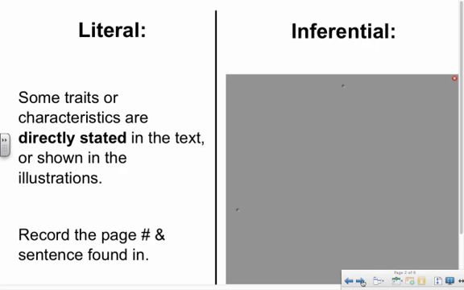Some of those descriptions that we record are those that are directly stated in the text. They are maybe shown in an illustration or they are said directly with words. And we record those along with the evidence, like the page number and the sentence it's found in.